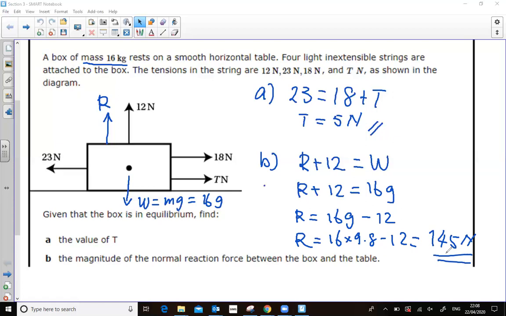Okay, so hopefully so far so good. Now let's have a look at another example.